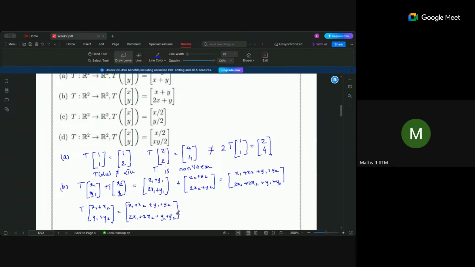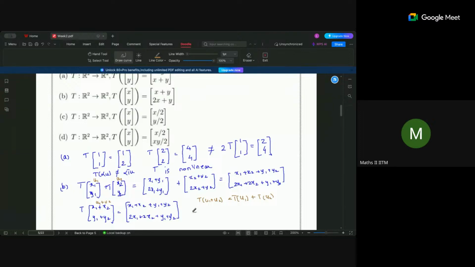So do you see that? Let us call this one u1 and the other one u2. So this is u1 and this is u2. So you have u1 plus u2 here. So what is it that we got? T of u1 plus u2 is equal to T of u1 plus T of u2. So are you able to see how we are able to prove additivity here?